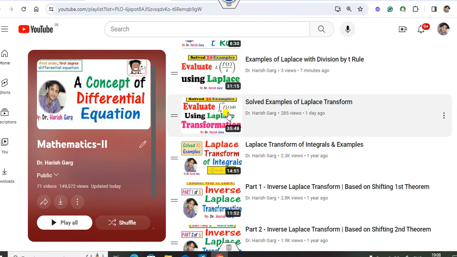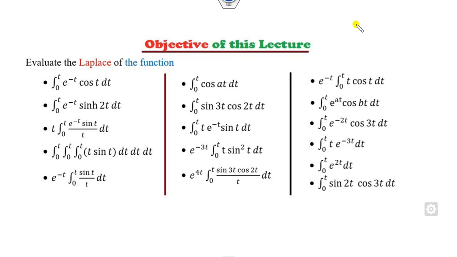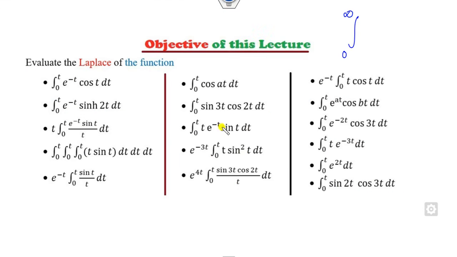The last lecture was on the Laplace transformations from 0 to infinity. I explained that lecture in a solved example of the Laplace transformation. But right now, instead of 0 to infinity, today's lecture is from 0 to t. Each problem is from 0 to t. Either it has a single integration or it may have more than one integration.